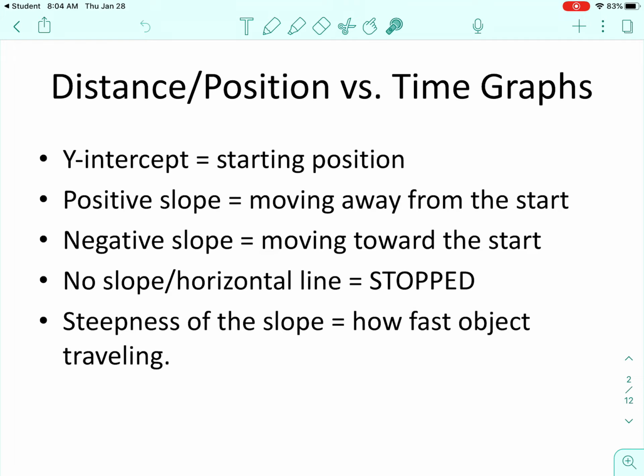Your velocity is 0. And the steepness of the slope will tell you how fast you're going. If you have two lines and you have one that is steeper than the other, then this line is going faster than the one that is not as steep.